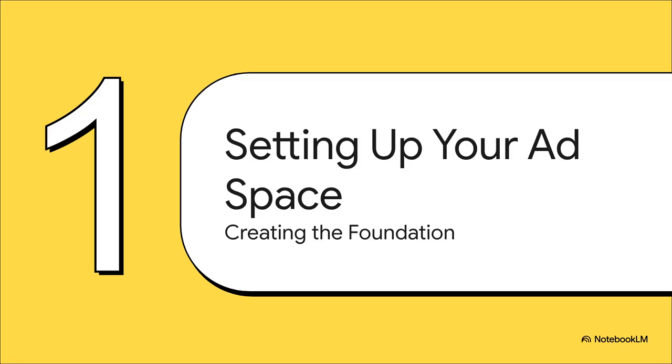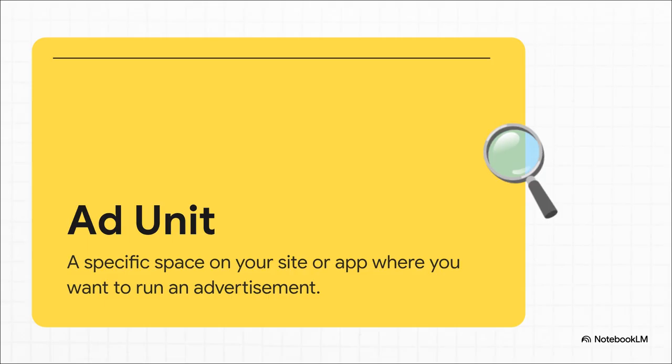Okay, let's start at square one. Before a single ad can ever appear, you have to tell the system where it's supposed to go. This is, without a doubt, the foundation for your entire setup. And the most fundamental piece of that foundation is something called the ad unit. You can just think of it as the basic building block of your inventory. It's basically you, the publisher, pointing to a spot on your page and saying, right here, this is where I want an ad to show up.